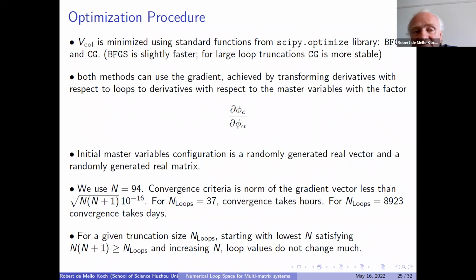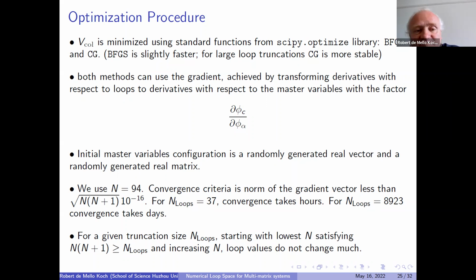For the minimization, we didn't write our own minimization procedure. We just used existing functions from SciPy, and that was good enough. We used the BFGS method, which actually found the minimum quite quickly. And that worked perfectly well up to truncation lengths of 14. But when we got to truncation lengths of 16, BFGS was no longer stable, but just doing standard conjugate gradient worked perfectly, and that was perfectly stable.